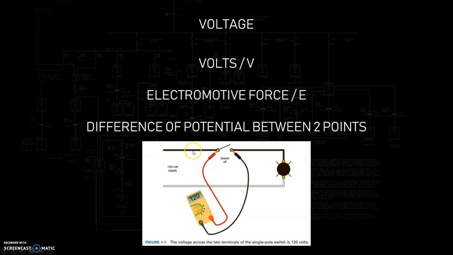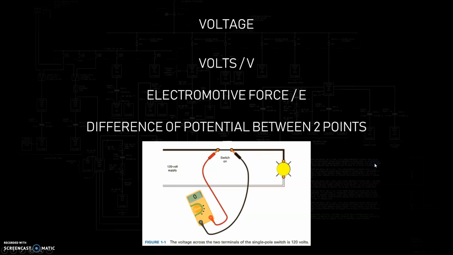So current starts here, it flows, and actually stops here because the switch is not closed or on. So the difference of potential between this point and this point, assuming this is a 120 circuit, is actually 120 volts. Because we have 120 from the source here, we actually have 0 over here. So again, the difference is 120 volts.